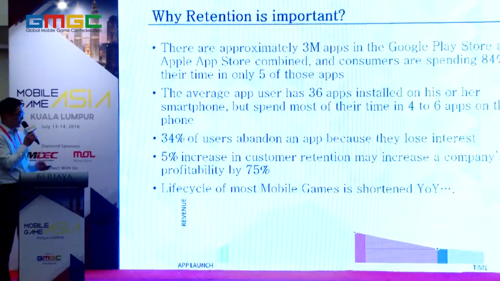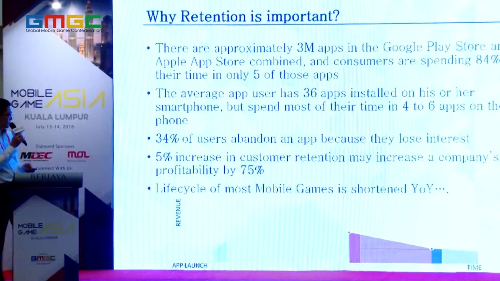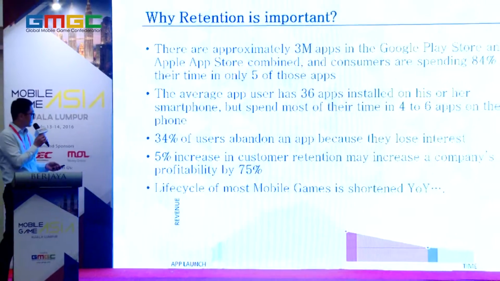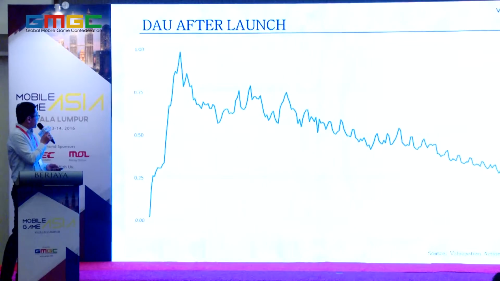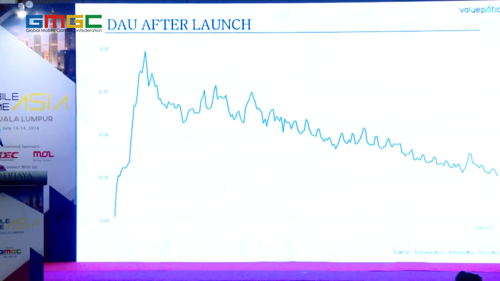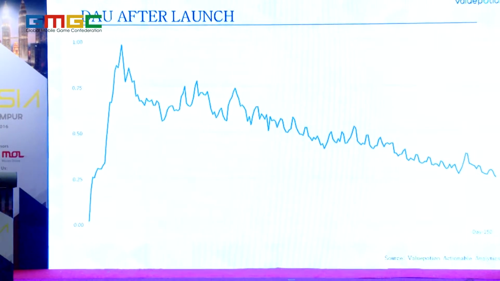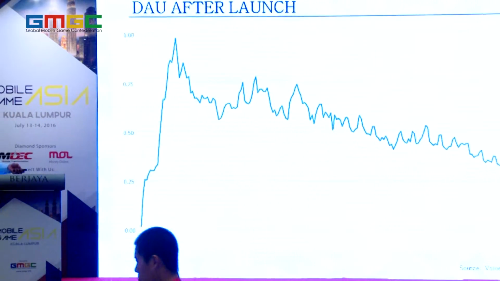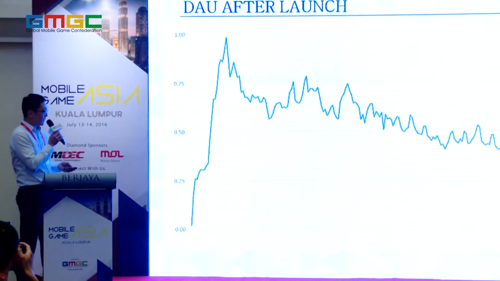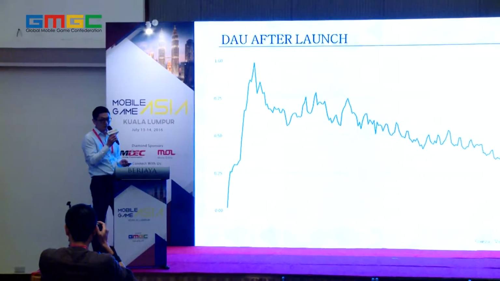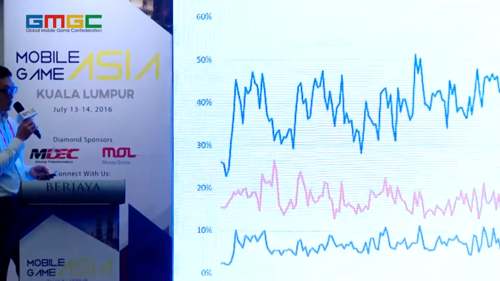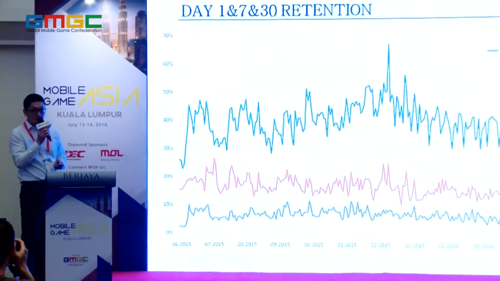Another key fact you need to know is that the life cycle of most game applications is shortened year over year. Here is a trend of the DAU after launch, up to day 150. You can see that only 25% remains 150 days after you have launched a game. Here is the retention for day 1, day 7 and day 30.